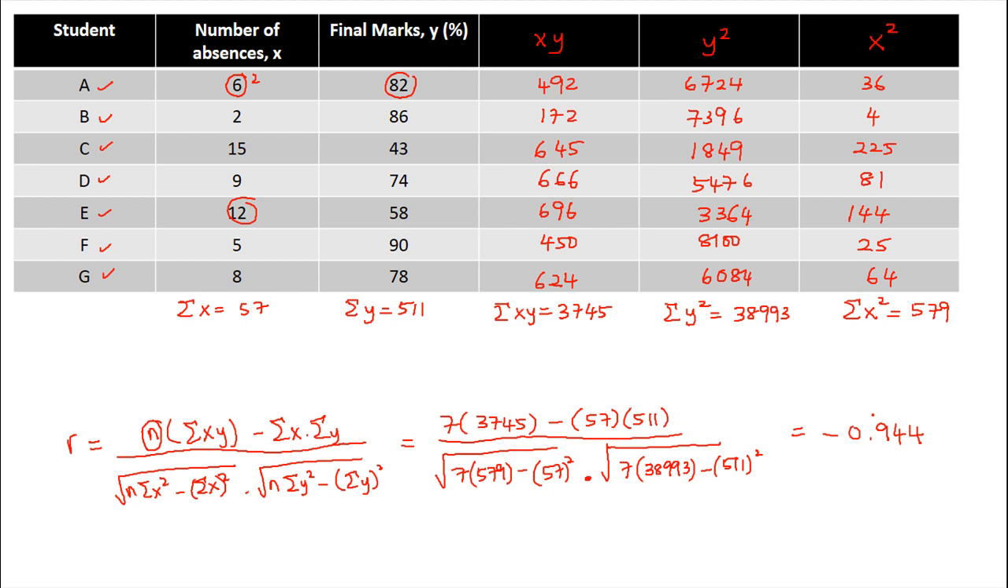So when the value of r is negative 0.944, the negative sign indicates that the relation between number of absence and final marks is a negative relation. So how to interpret? The more absence a student has, the lower is his or her grade. So the more absence, the grade will be lower.